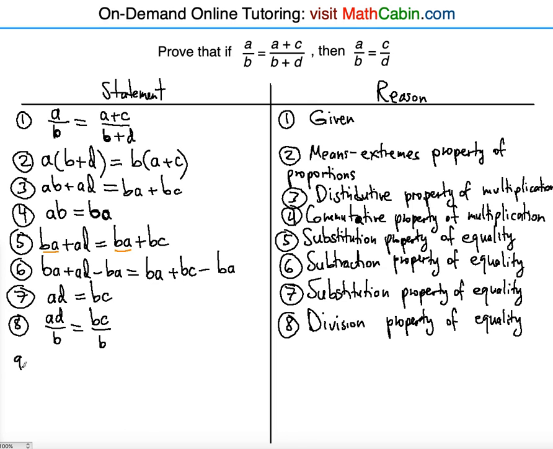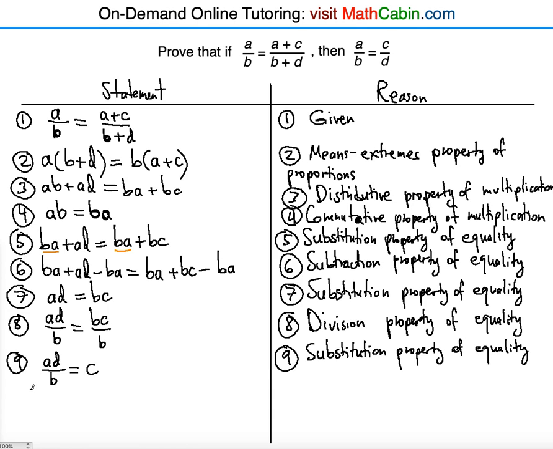Okay, so now the next part is to, of course, substitute. Notice that AD over B stays the same. There's nothing we can do about it, but the B over B here is 1. 1 times C is C, right? So we can make a substitution. So as a result, this is again substitution property of equality.